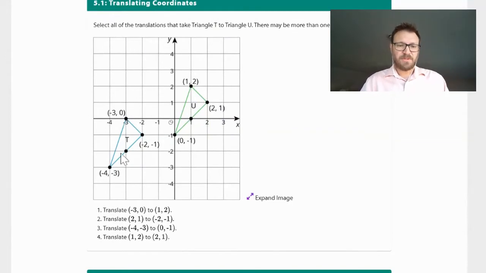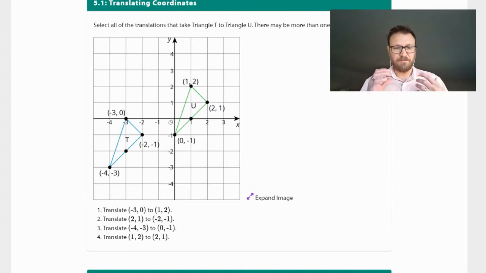What we're doing is we're selecting from the four options down here, which ones show a translation that takes you from triangle T to triangle U. There's more than one correct answer. So you're going to read these, translate -3, 0 to 1, 2. You're taking the blue triangle T to the green triangle U. And I want you to go ahead and pause, and select which of those four options are the correct ones. Go ahead and pause and then come back and we'll talk through it.